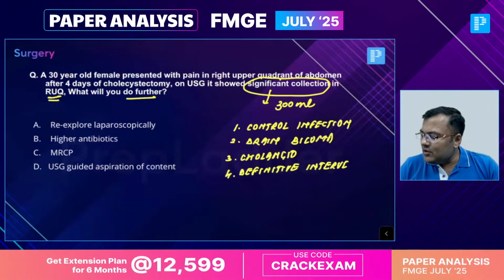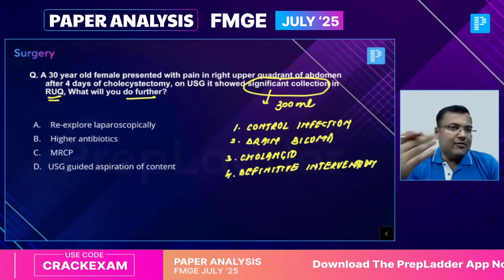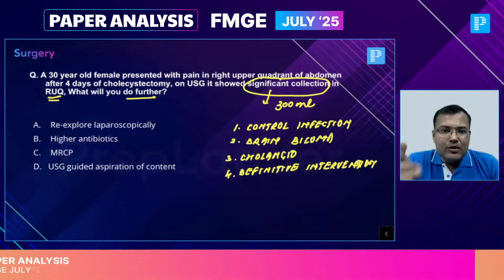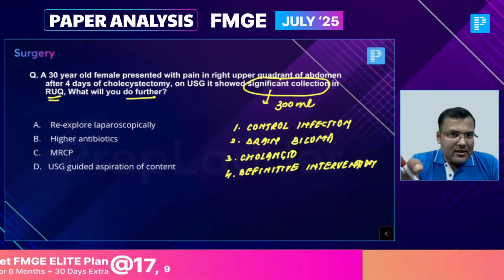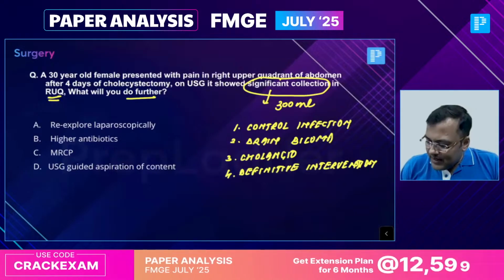Whenever injury occurs, what will happen? Yes, there is formation of stricture. And for stricture, either you can insert the stent or you can go for hepaticojejunostomy. Since here there is a significant amount of collection in the right upper quadrant, what should be done, guys?